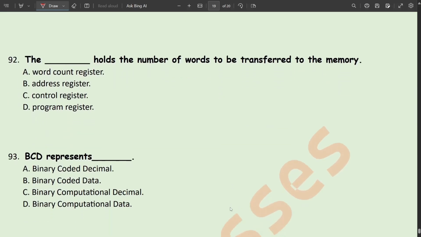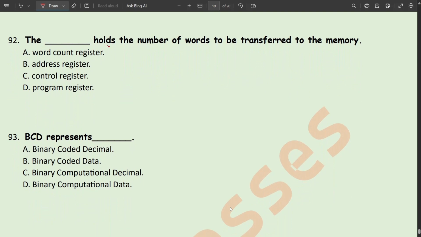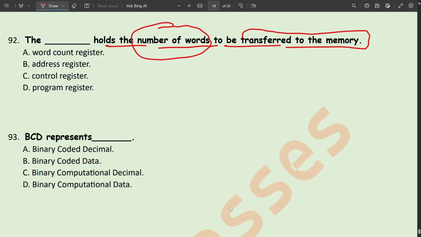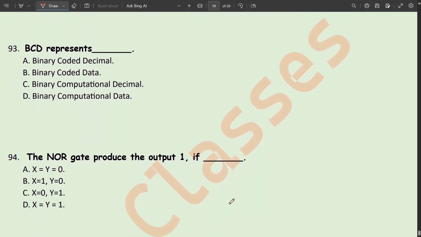Next, the blank holds the number of words to be transferred to the memory. Number of words. So which holds number of words? You can see word counter register. Option number A is correct. Next, BCD represents what? Binary coded decimal. Option number A is correct.